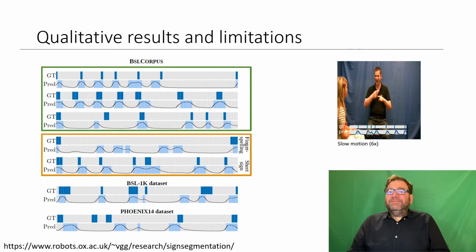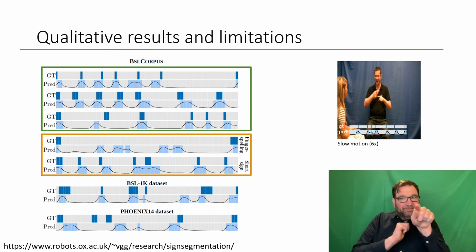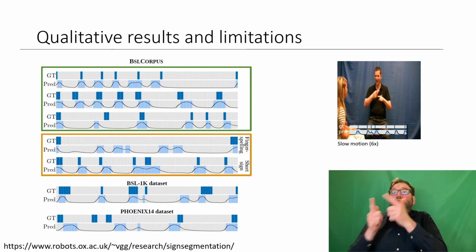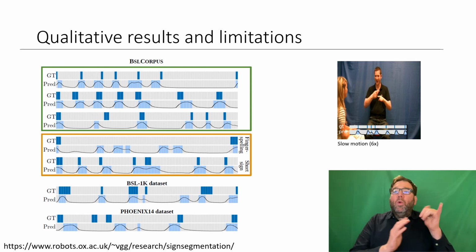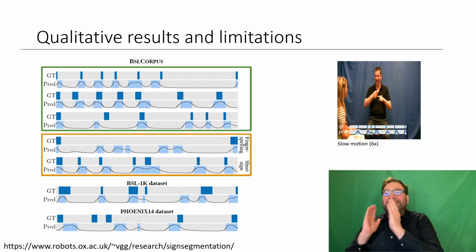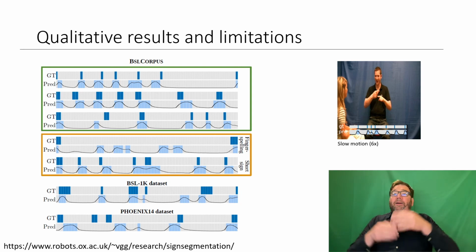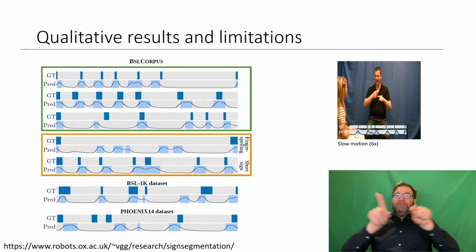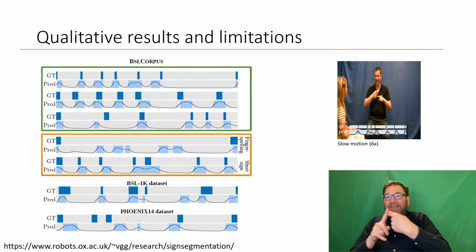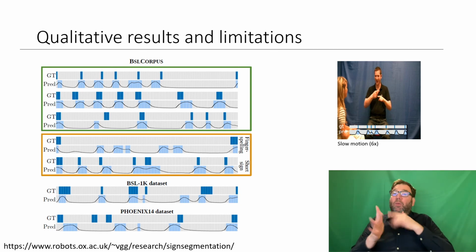Here on the top you can see some other success cases for BSL corpus. Below this you can see some of the limitations of the model. This includes over-segmenting fingerspelling or abrupt changes during a sign, and under-segmenting very short signs. On the bottom we show two randomly chosen examples of BSL1K and Phoenix 14. You can find the corresponding videos on our project page.